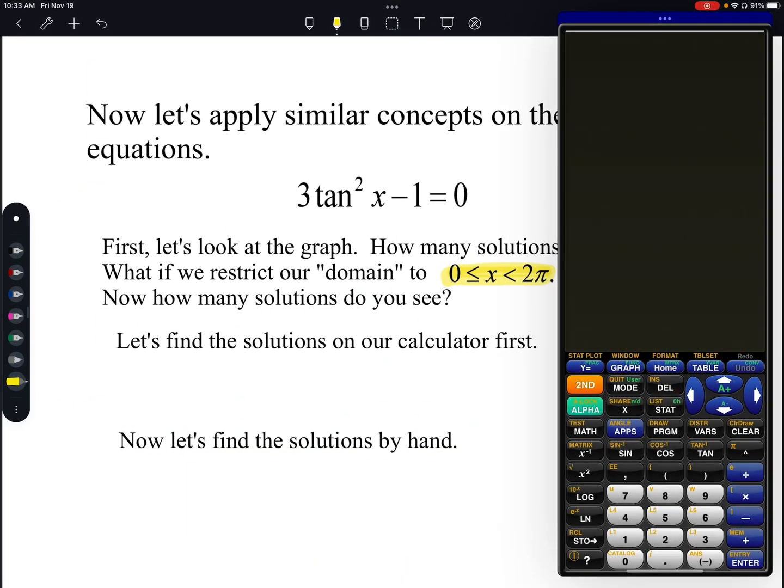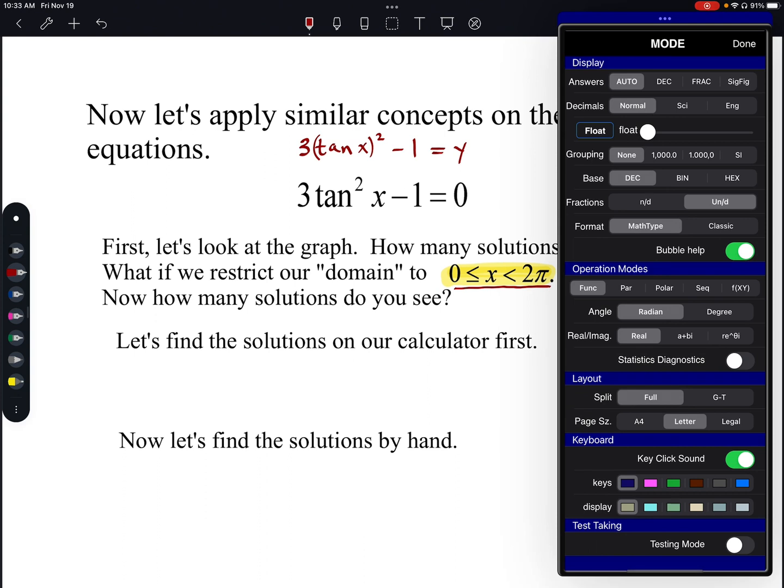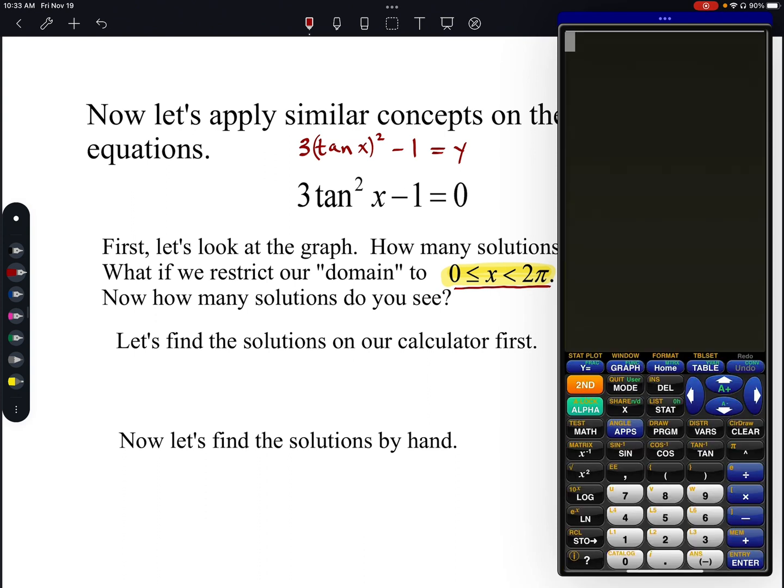There we go. All right, so when I do this, I'm going to think of this as 3 times the tangent of x, squared, minus 1 in the calculator, and I'm actually going to make it equal to y in the calculator. So we'll go in here. First thing we're going to do, because we're going to be doing this in radians, right, our domains in radians, make sure you go into your calculator and that you have your calculator in radian mode. And then we'll go in here and we'll set our window.